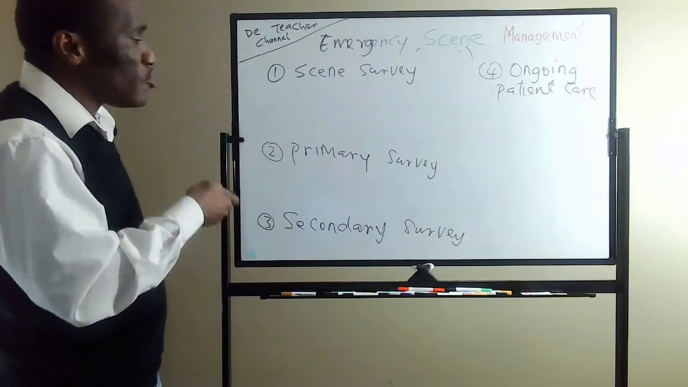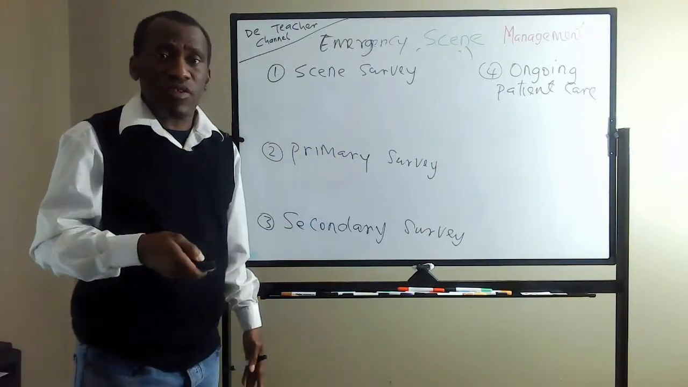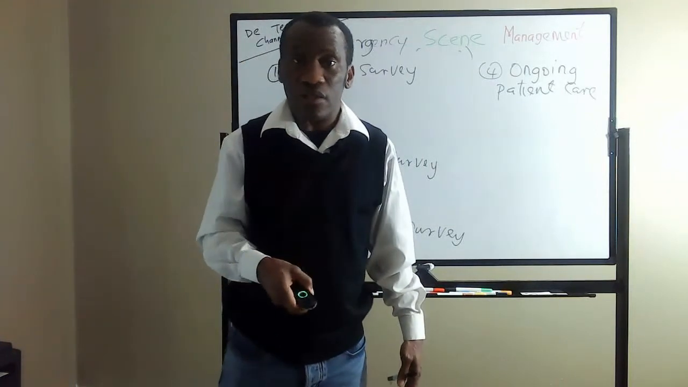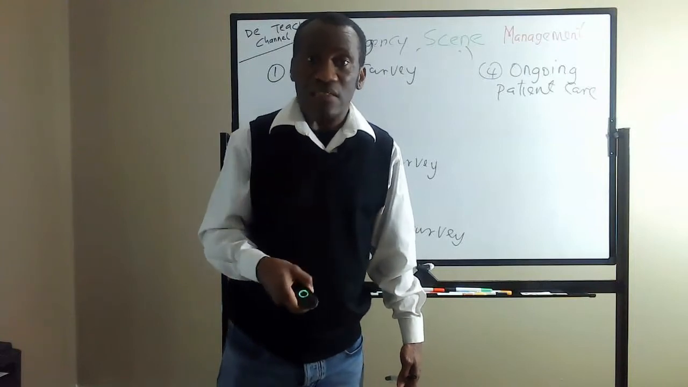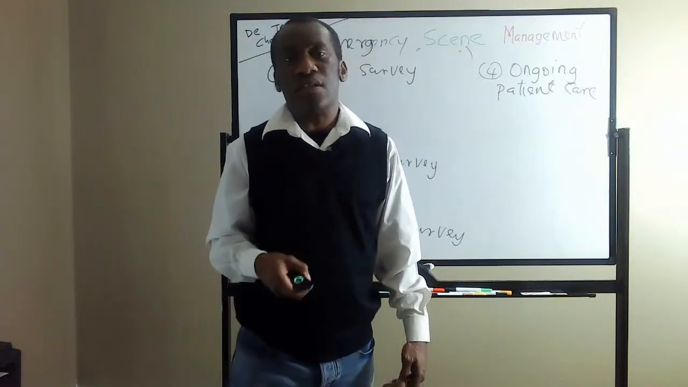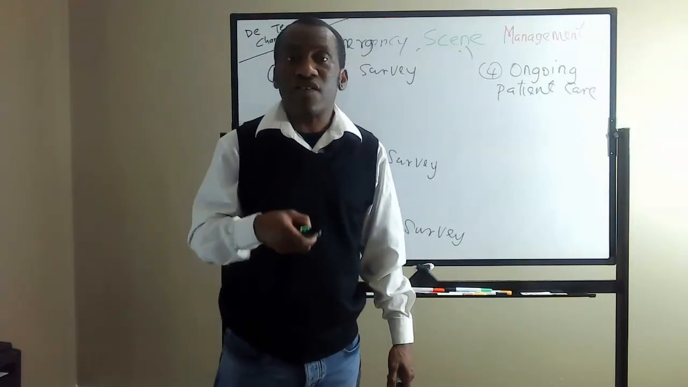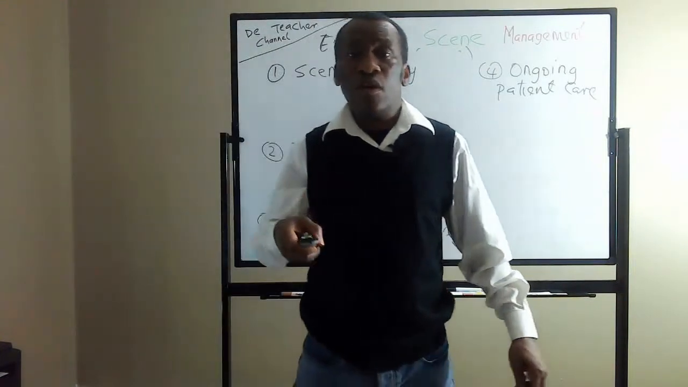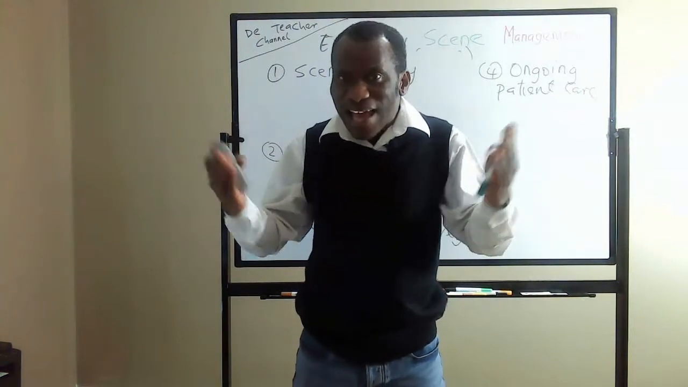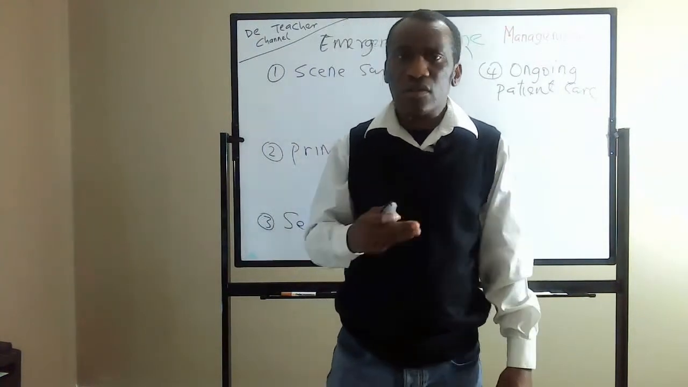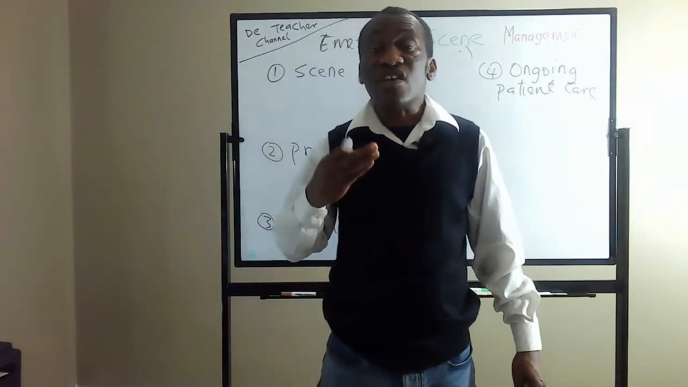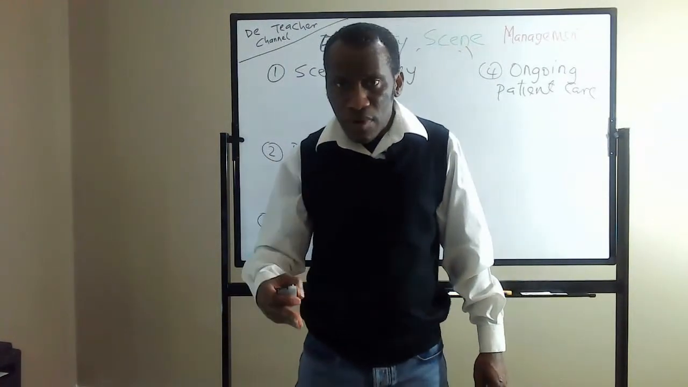So in primary survey, you are now focused on the patient. You want to know whether this patient is in a life-threatening condition. That is what primary survey is about. While secondary survey is about assessing for other injuries that are not life-threatening in nature. And ongoing patient care means that you keep on helping.